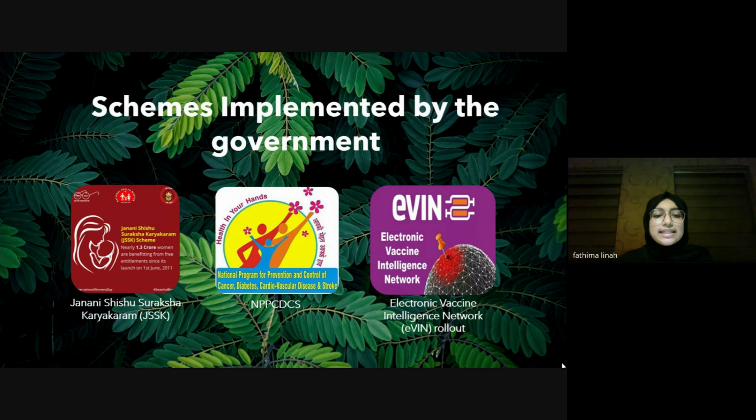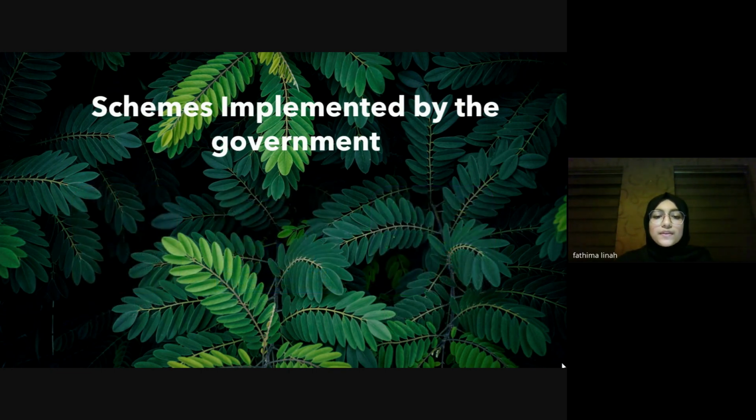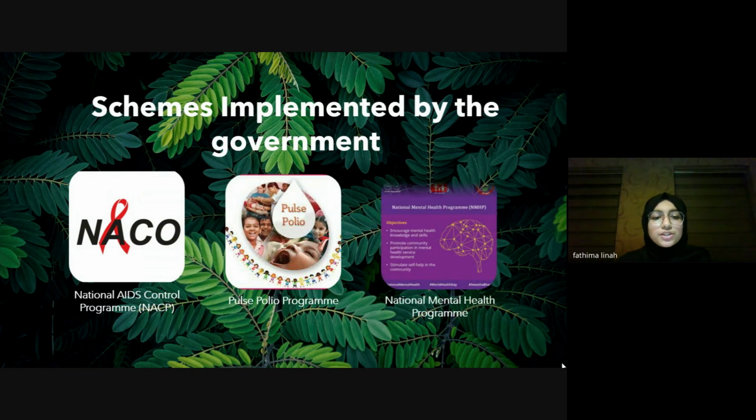The Electronic Vaccine Intelligence Network, or EVIN rollout, is another scheme that has been implemented by the Government of India. It digitizes the entire vaccine stock management, their logistics, and temperature tracking at all levels of vaccine storage from national to sub-district. The National AIDS Control Program, or the NACP, is another scheme which was launched in 1992 and is being implemented as a comprehensive program for prevention and control of HIV/AIDS in India with an objective of slowing down the spread of HIV infections so as to reduce morbidity, mortality, and the impact of AIDS in the country.